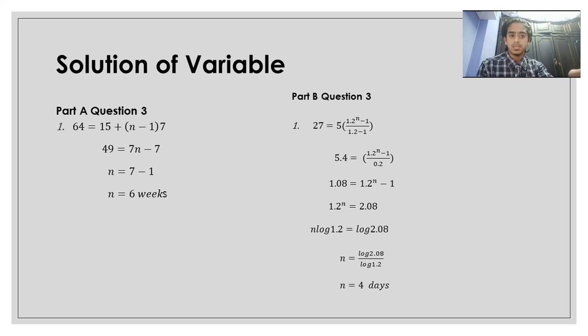So we solve the calculation. It will become 1.2 to the power of n equal to 2.08. So we use log to solve this, and n log 1.2 equals log 2.08. So log 2.08 divided by log 1.2 is equal to n. So n equals 4 days. So it takes 4 days for her to approximately walk 27 kilometers in the hiking trip. So that's all. Thank you.